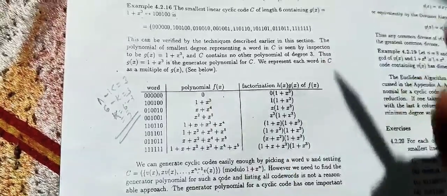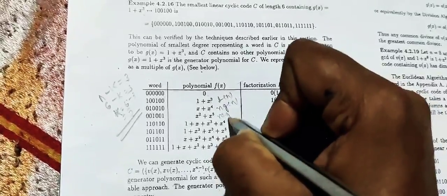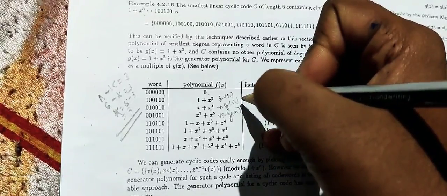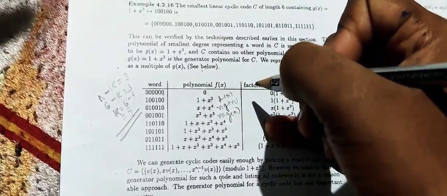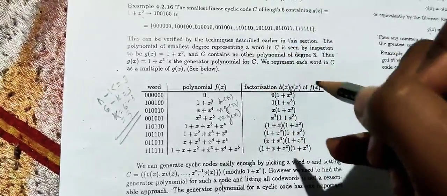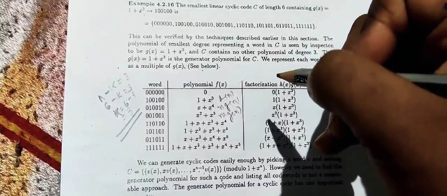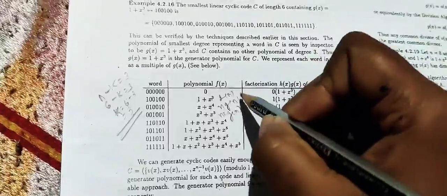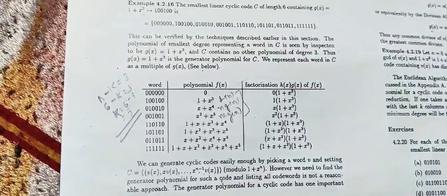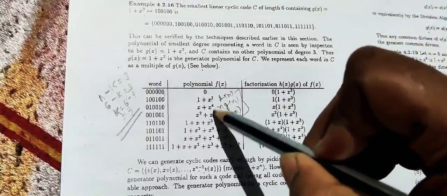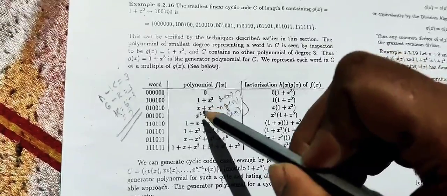Next one is, okay, this is g of x, and this is x into g of x. This is x square into g of x. We know that g of x, x into g of x, x square into g of x up to x raised to k minus 1 g of x. Here k is 3. Okay. So we have g of x, x g of x, x square g of x. These are the basis elements of C. Okay. So we get 1 plus x cube, x plus x raised to 4, x square plus x raised to 5, corresponding to the code word is this one.